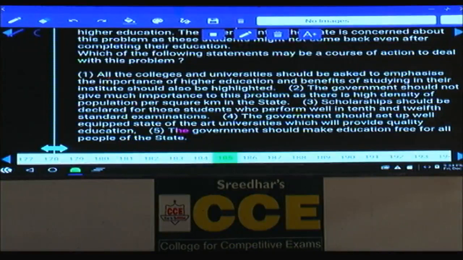Here he is talking about how to create awareness among the people regarding higher education. Anyhow, as of now, people are having that higher education, but they do not have sufficient infrastructure in this state to pursue this course.